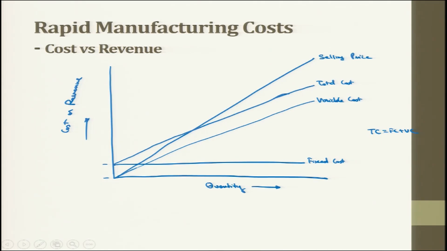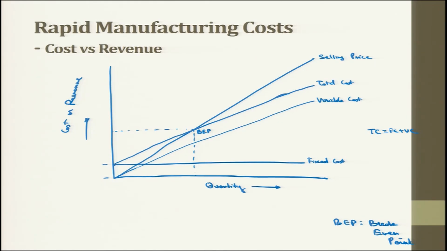So, this point at which the total cost that is incurred, if you see, this total cost is the cost that is incurred, and selling price is what we are getting back from the market. So, this point is known as break even point. This is known as BEP, where BEP is break even point. Now, this is generally in traditional manufacturing.